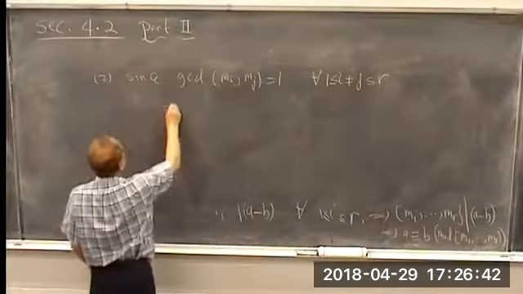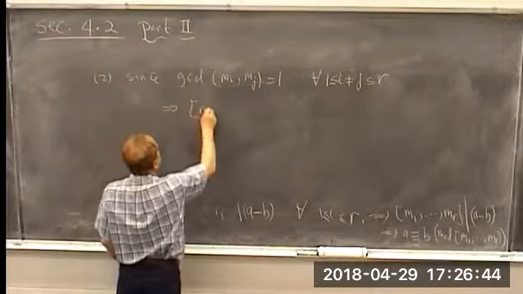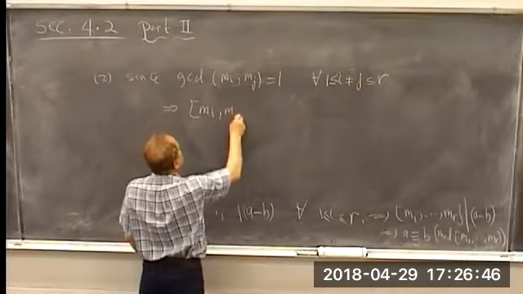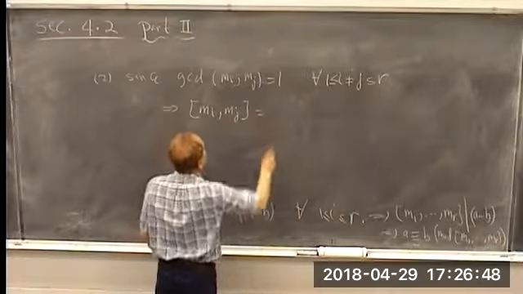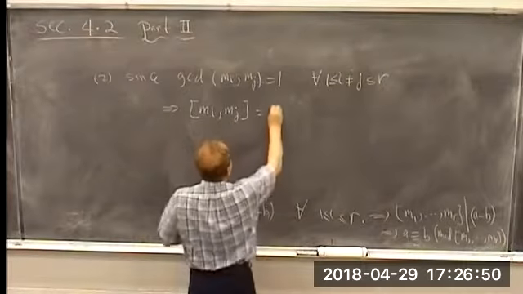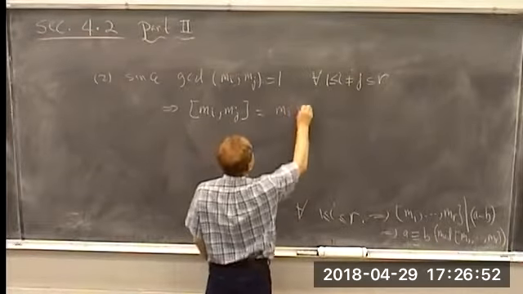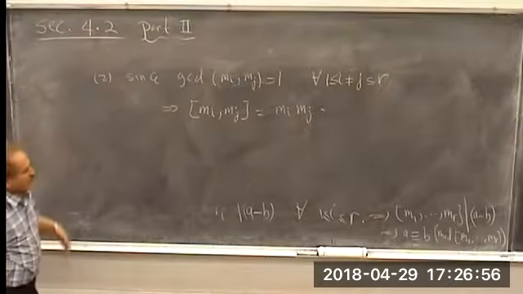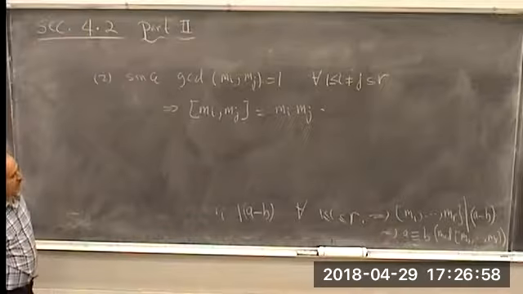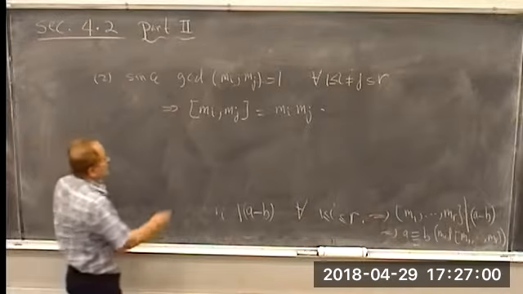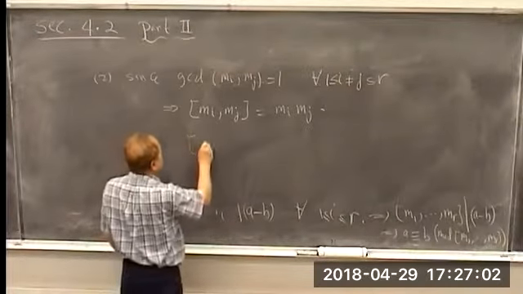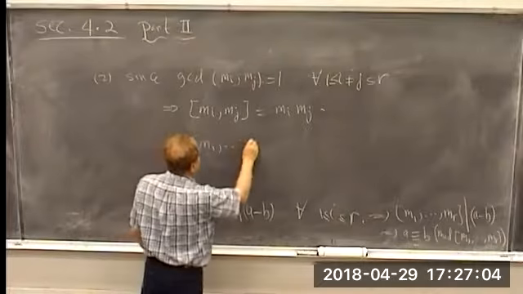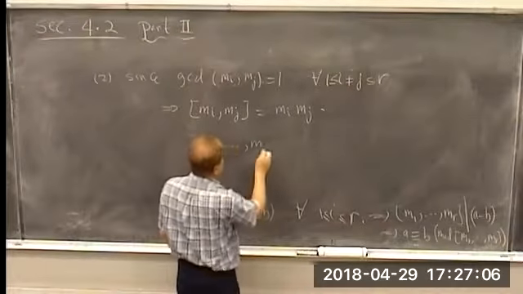This implies that Mi Mj is equal to Mi Mj. And the way we define the least common multiple for this, we define it recursively.